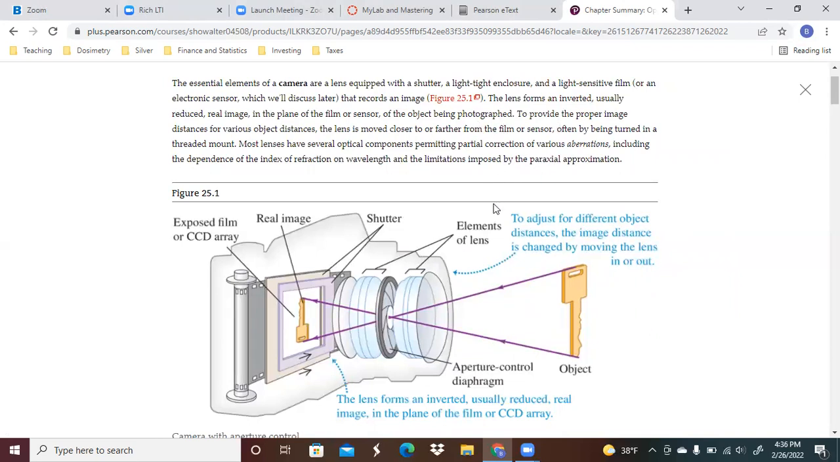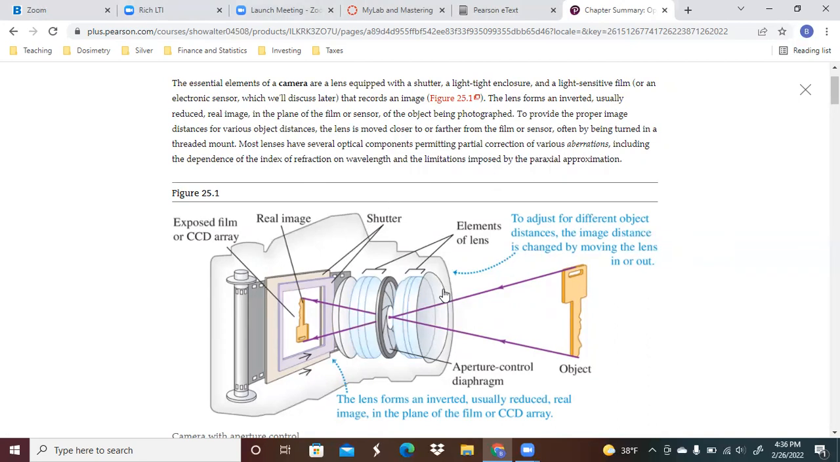So in order to provide the proper image distances for various objects, the lens is moved closer to or farther from the film or the sensor, often by being turned in a threaded mount, just like you see the threads on a screw. It's the same type of deal here.